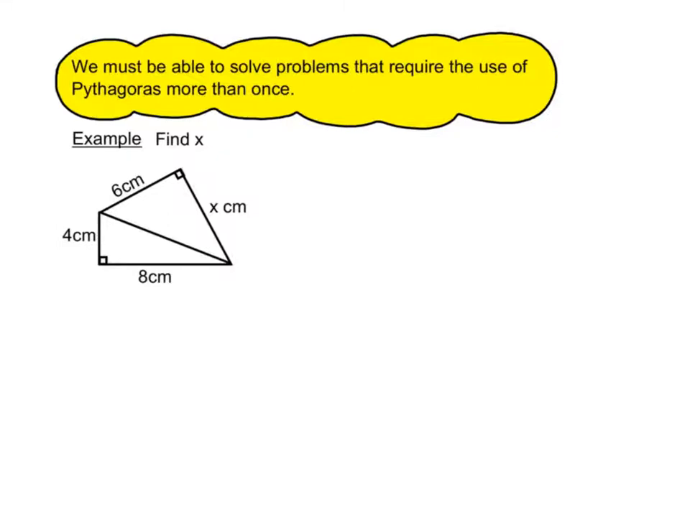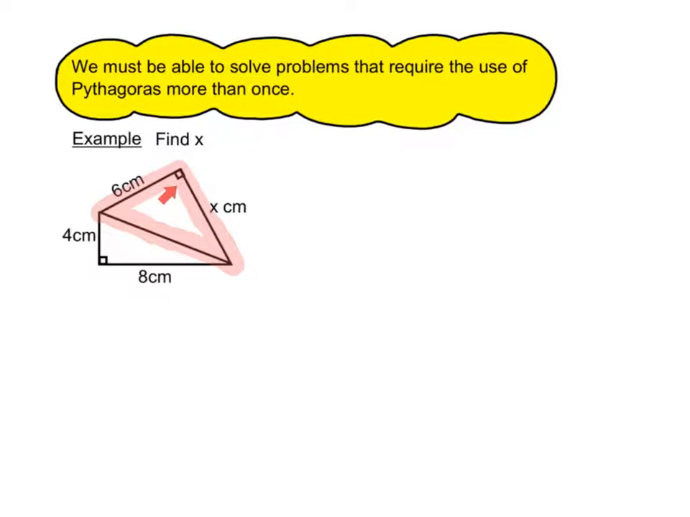Some problems we're asked to solve will ask us to use Pythagoras more than once. In other words, you may need to use it a couple of times within the same question. If we look at this problem here, we've got two triangles. In this first triangle, we have the x. This is what I'm trying to find.